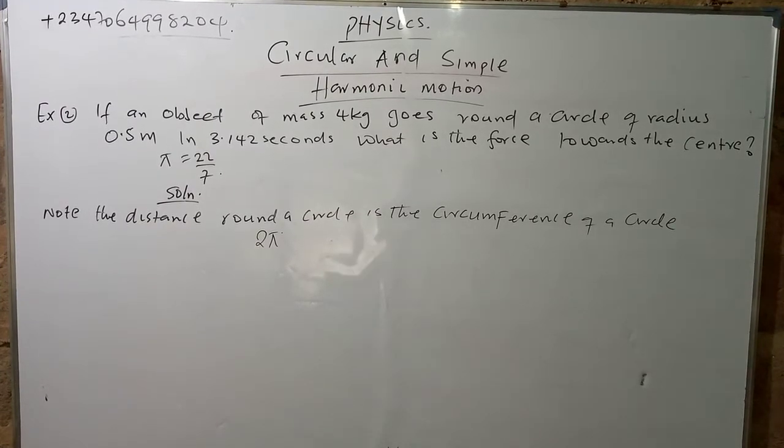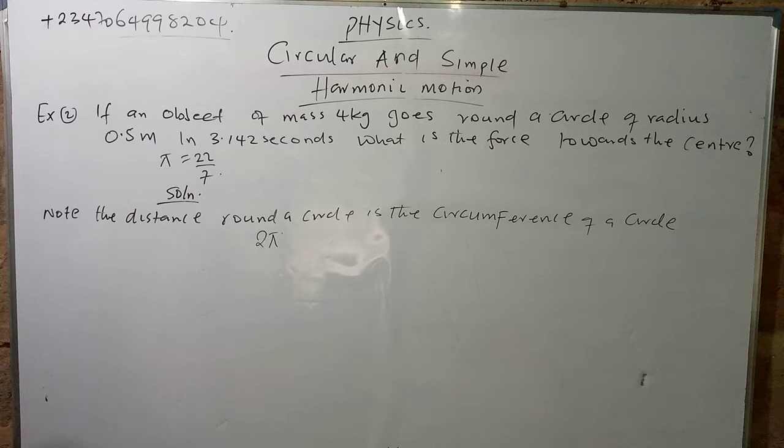With the second example here: if an object of mass 4 kg goes round a circle of radius 0.5 meters in 3.142 seconds, what is the force towards the center? Take pi to be 22 over 7. This question is very simple, but you have to know something. Note the distance around a circle is the circumference of the circle, and the formula for calculating the circumference is 2 pi r.